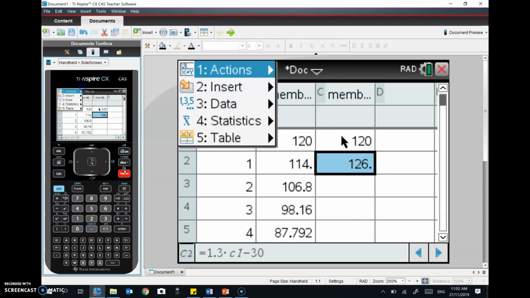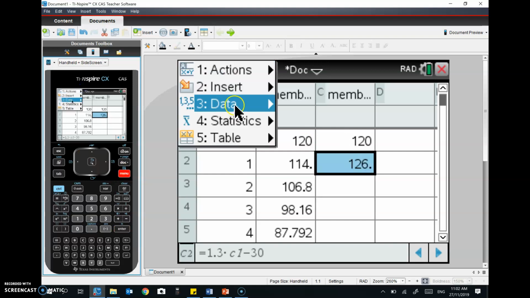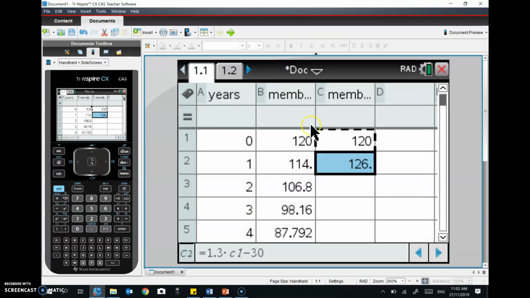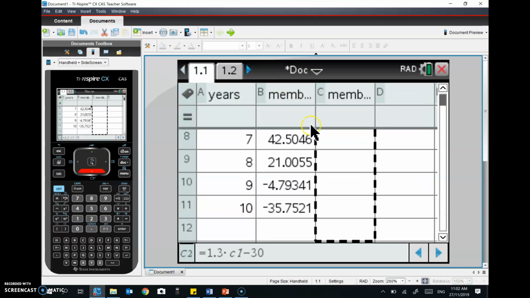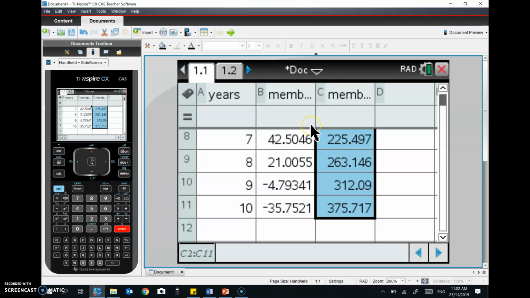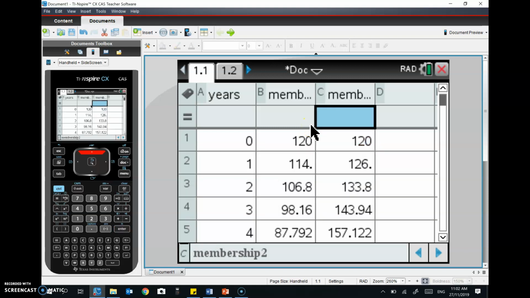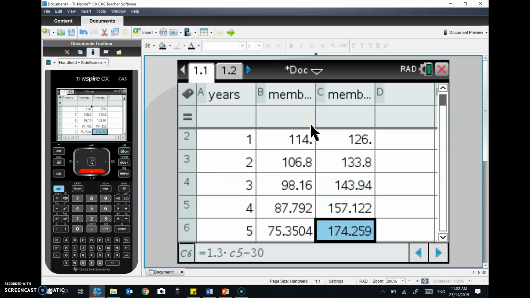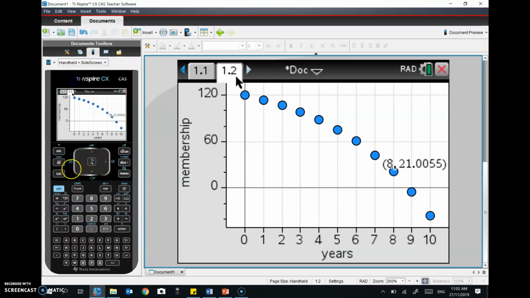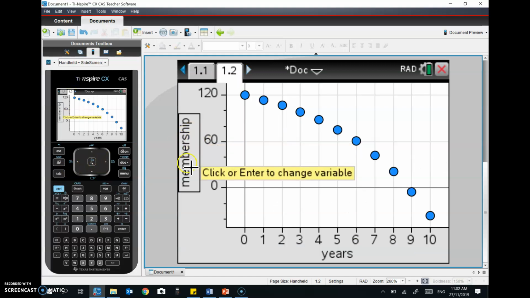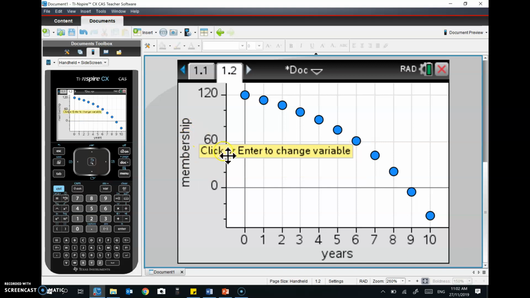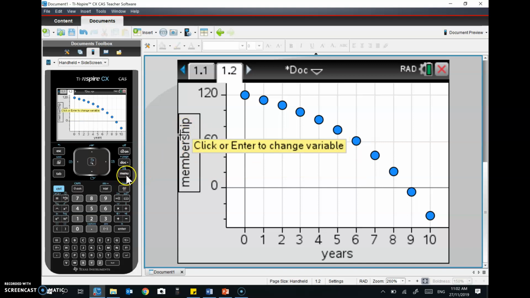Okay, let's fill this down. Menu, data, fill. We'll go down to the same number of years, and the membership's increasing. Wow. Okay, so let's see what that looks like on the graph. Let's go back to our graph, Control right. Now, what we need to do, we want to have membership, we want to keep that one, but we also want membership 2, the new membership, to be here as well.